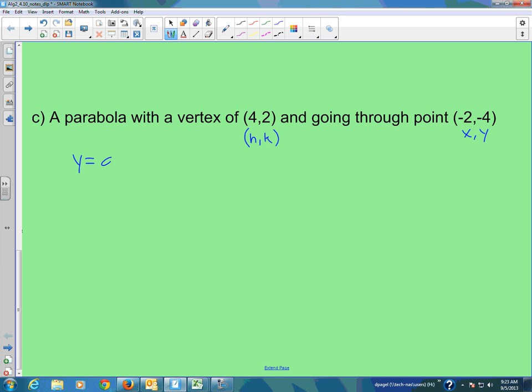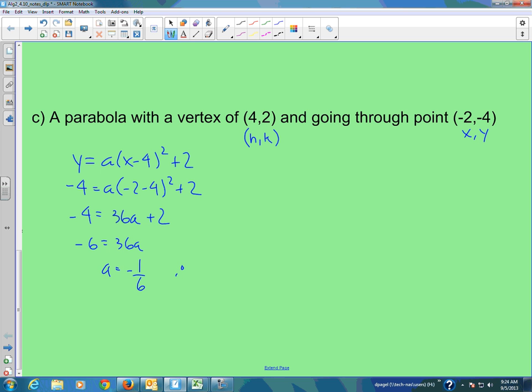Y is equal to A times (X minus 4) quantity squared plus 2. Plugging in my Y's and my X's, negative 4 is equal to A times negative 6 squared, 36A, plus 2. My A this time is negative 1/6. And therefore, my equation is Y equals negative 1/6 (X minus 4) squared plus 2.